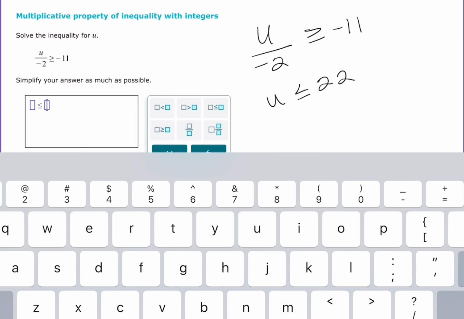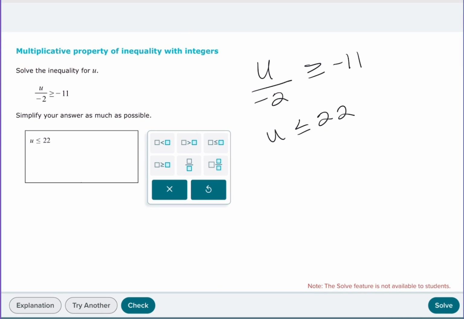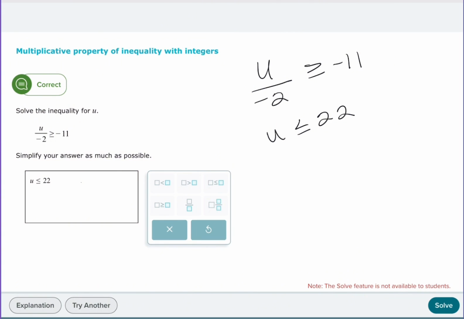So also remember you're reading from left to right with inequalities. Do not read them backwards. I used to do the same thing, and that is how you get confused.